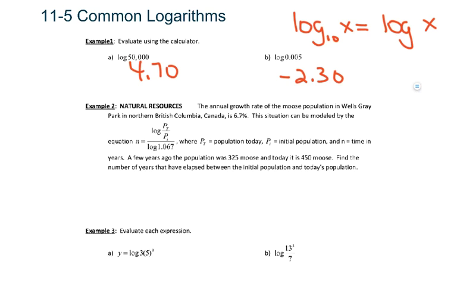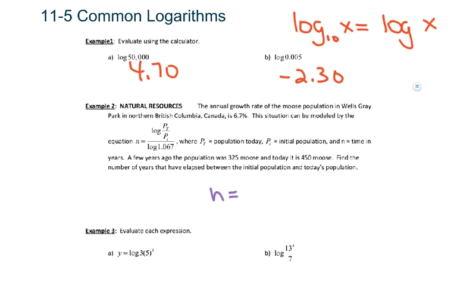The common logarithm comes up in a lot of application problems. For example, in example 2, the annual growth rate of the moose population in Wells Gray Park in northern British Columbia, Canada, is 6.7%. This situation can be modeled by the equation n is equal to the log of pt over pi divided by the log of 1.067, where pt is the population of moose today, pi is the initial population of moose, and n is the time in years. A few years ago, the population was 325 moose, and today it's 450 moose. Find the number of years that have elapsed between the initial population and today's population.